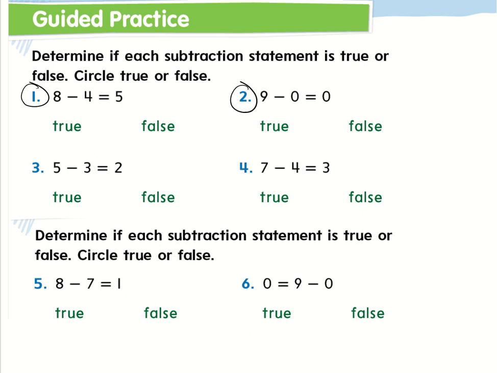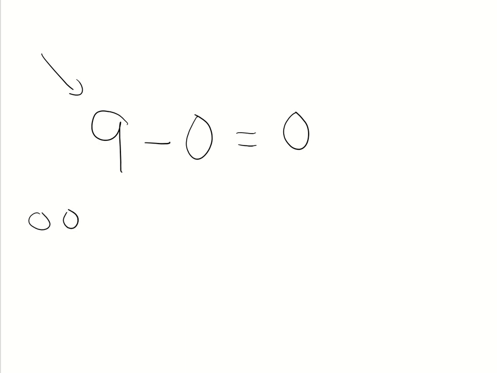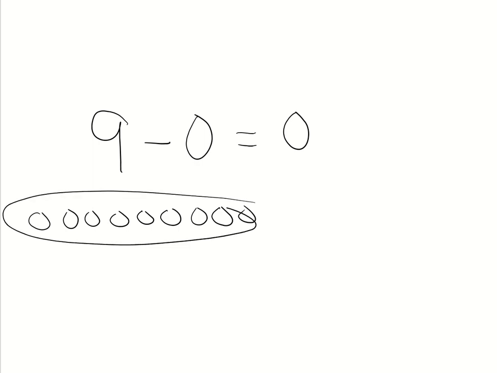Let's try this one. Number 2, 9 minus 0 equals 0. So let's take a look at it. First, we have to draw the biggest number when we do subtraction. So we're going to draw 9. 1, 2, 3, 4, 5, 6, 7, 8, 9. And then we're going to take away 0. So 9 minus 0, I don't have to do anything. Leave it like that. So my answer should be 9, not 0. So this answer is also going to be false.